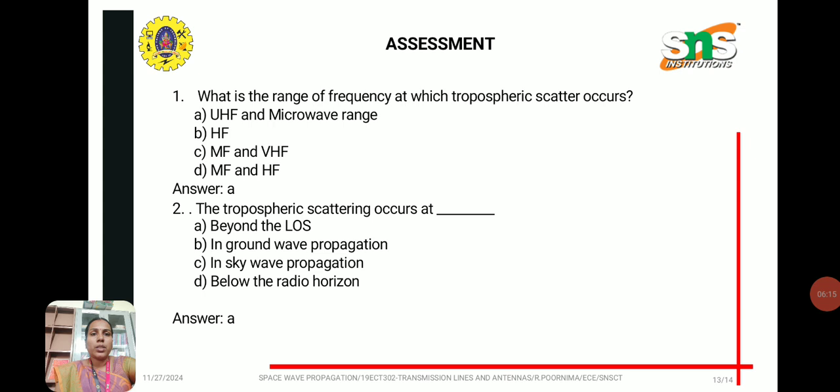Let's take the assessment. What is the range of frequency at which tropospheric scatter occurs? The answer is option A, UHF and microwave range. And tropospheric scattering occurs beyond the line of sight.